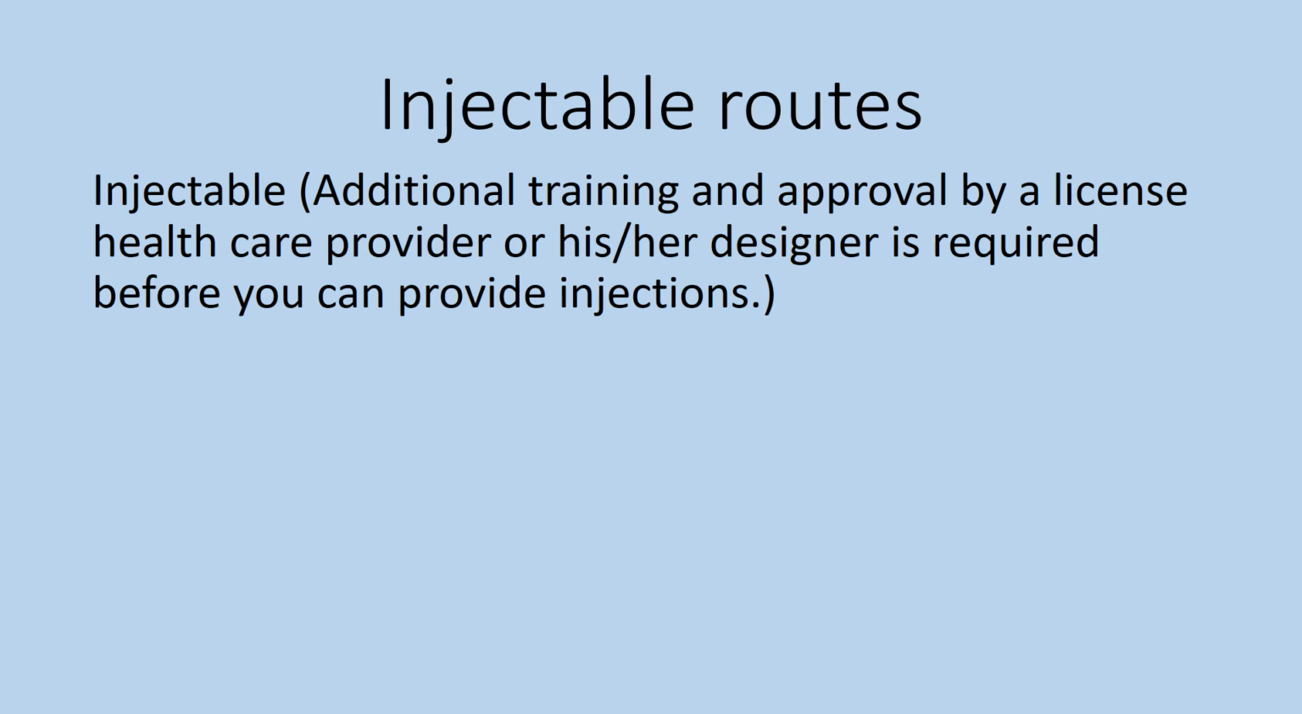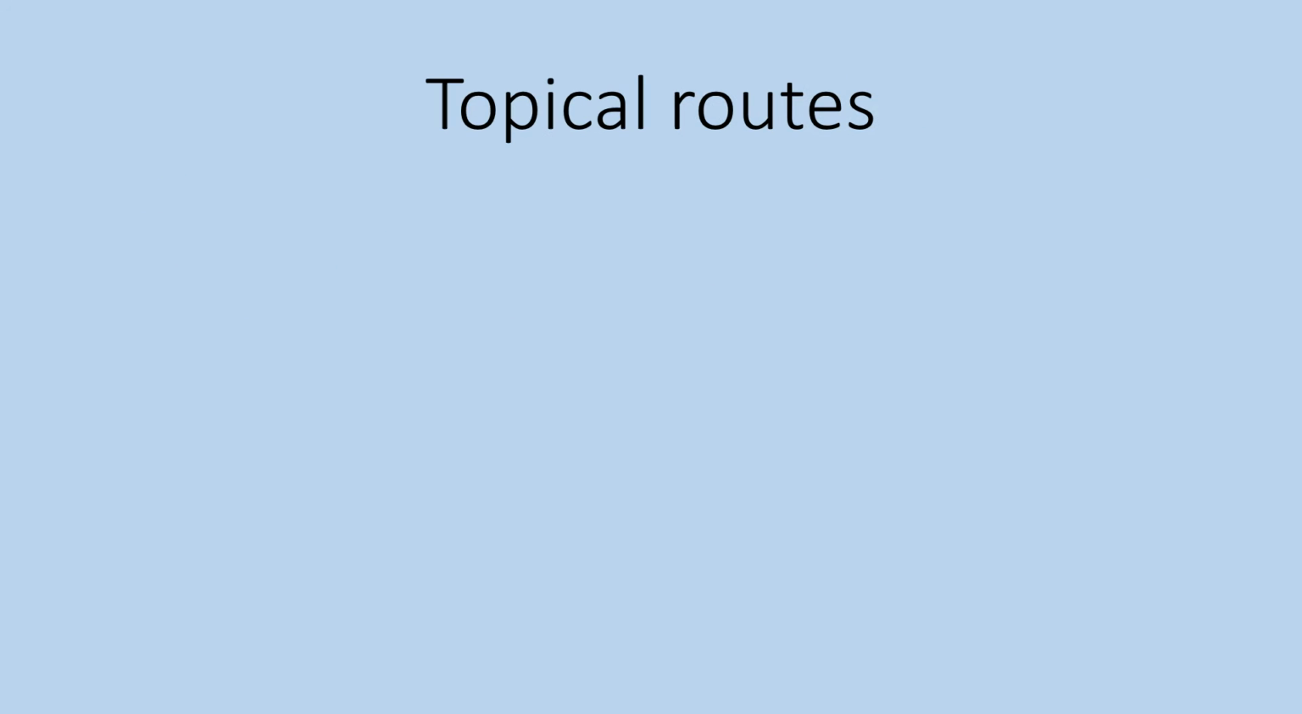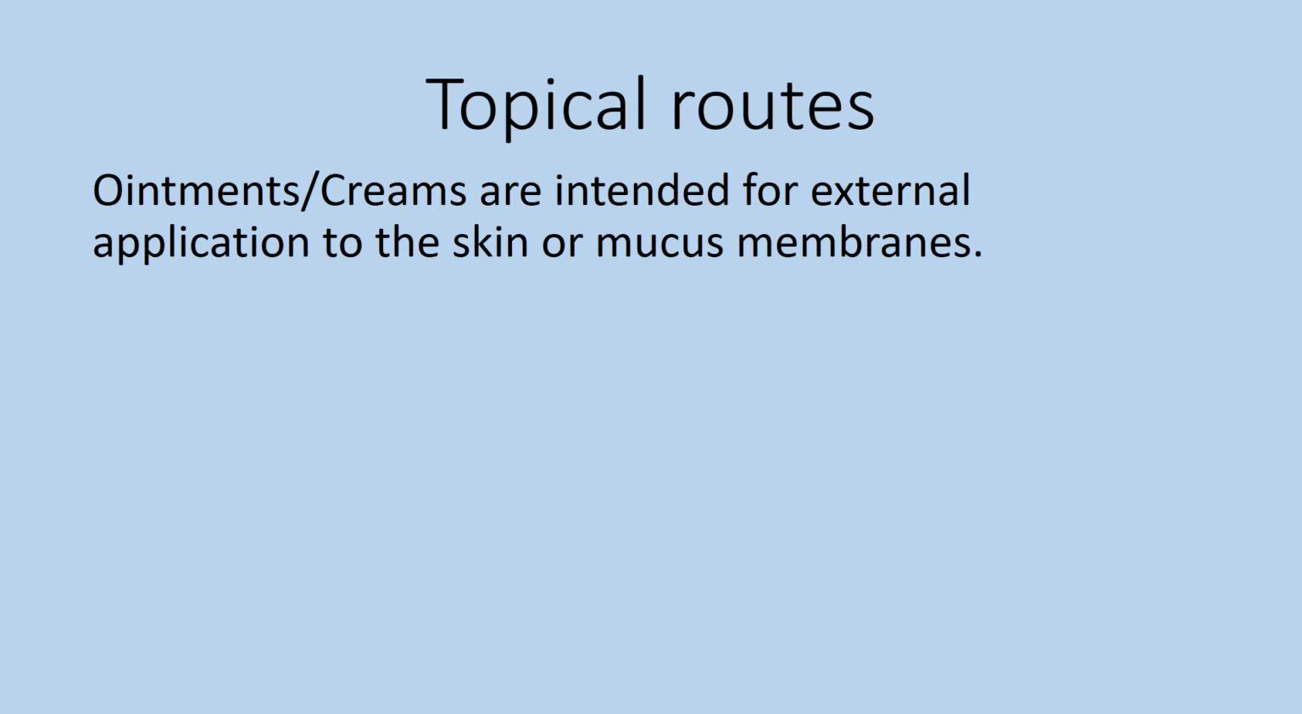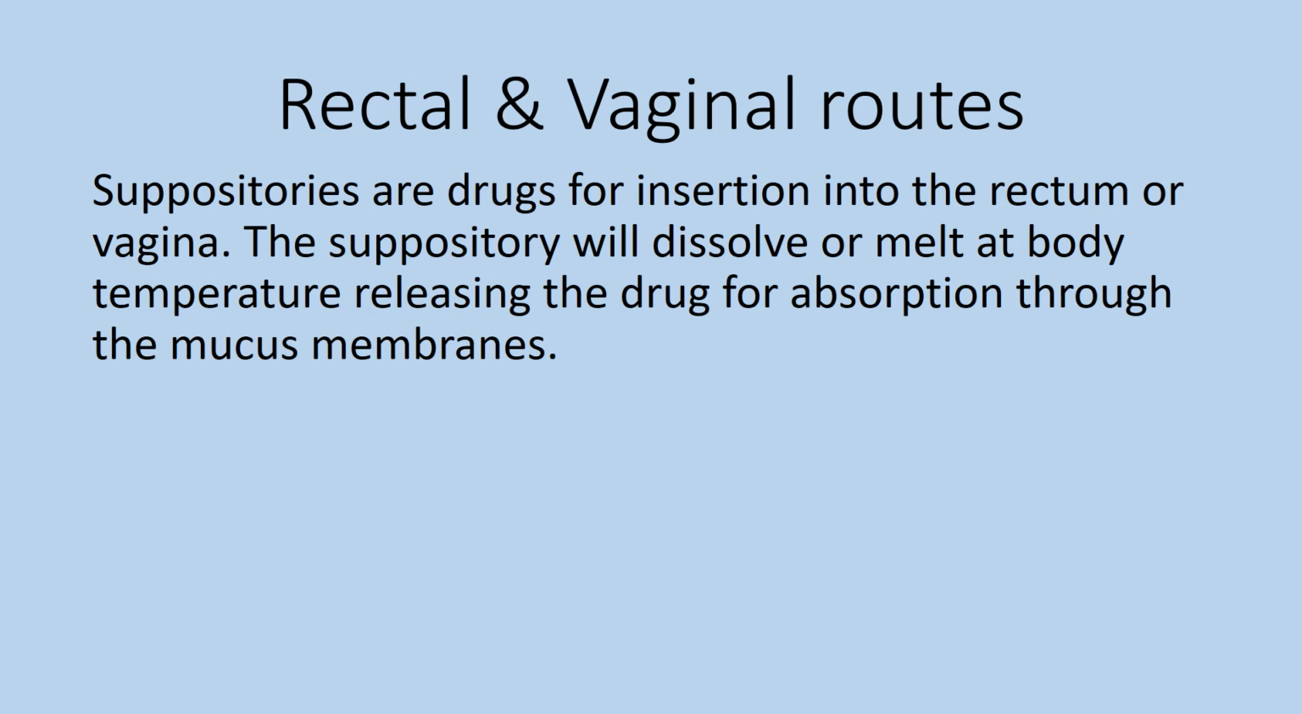Injectable routes. Injectable. Additional training and approval by a licensed health care provider or his/her designee is required before you can provide injections. Topical routes. Ointments and creams are intended for external application to the skin or mucous membranes. Rectal and vaginal routes. Suppositories are drugs for insertion into the rectum or vagina. The suppository will dissolve or melt at body temperature, releasing the drug for absorption through the mucous membranes.